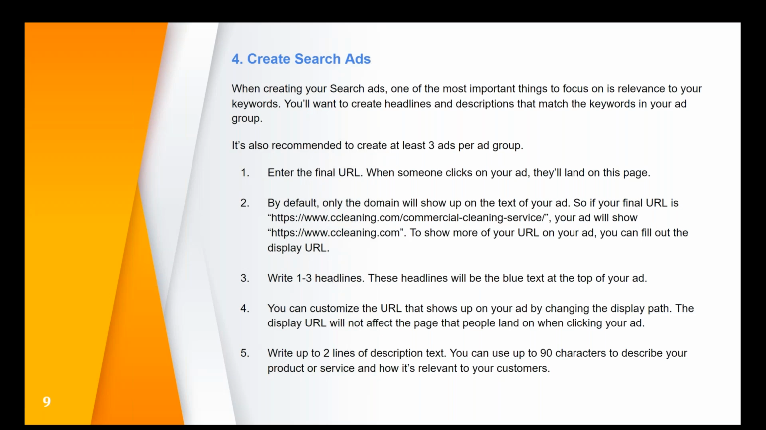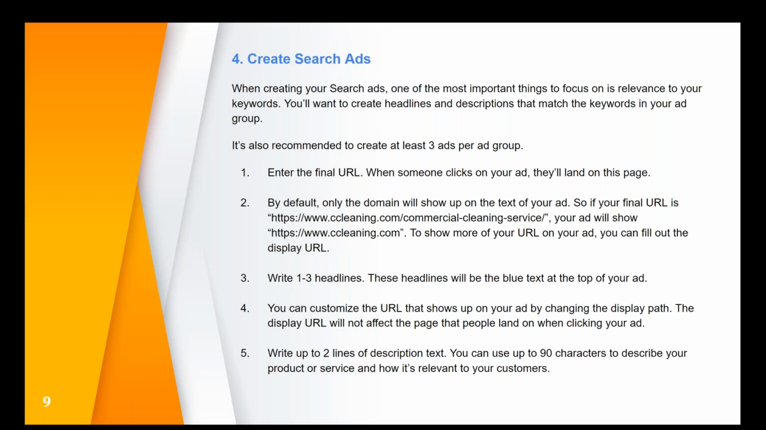When creating your ads, one of the most important things to focus on is relevance to your keywords. You want to create headlines and descriptions that match the keywords in your ad group. It's also recommended to create at least 3 ads per ad group. So remember that, 3 to 4. Remember that number. Enter the final URL. When somebody clicks on your ad, they will land on this page. By default, only the domain will show up.